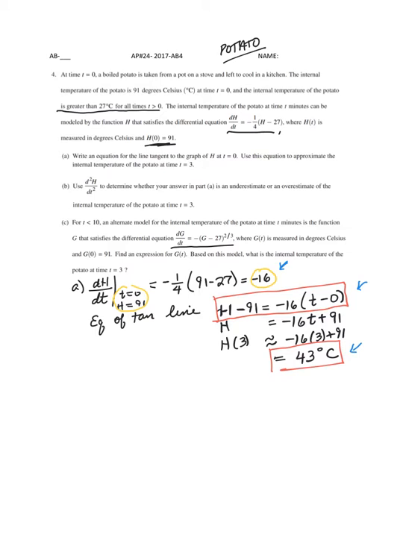Okay. Now part B says, use the second derivative of h with respect to time to determine whether your answer in part A is an underestimate or an overestimate of the internal temperature of the potato at time 3. So remember, whenever we find the sign of the second derivative of a function, what characteristic does that say about the function? It tells us about the concavity. So when the second derivative is positive, our graph for h is concave up. If the second derivative is negative, the graph of h is concave down.